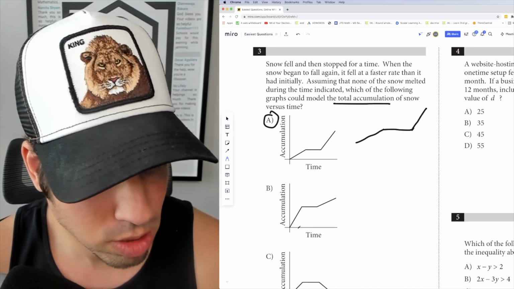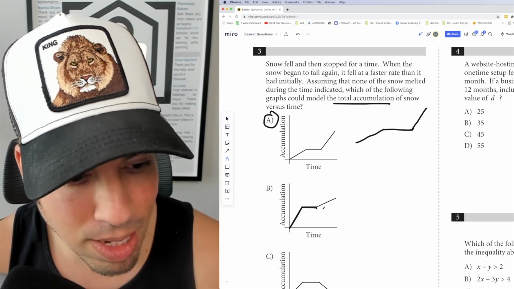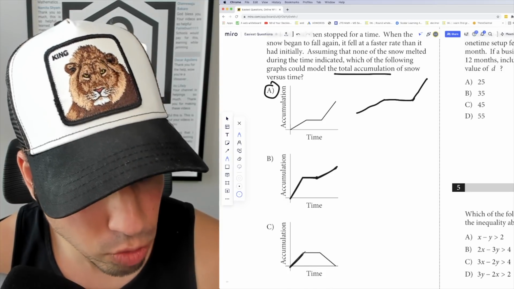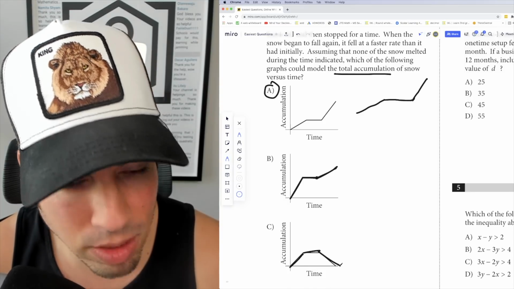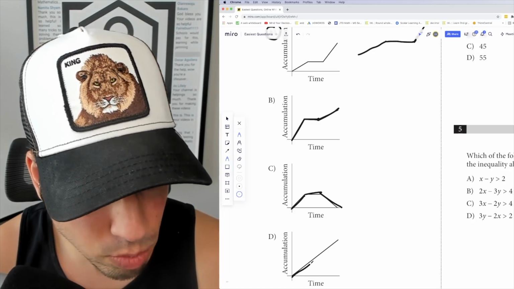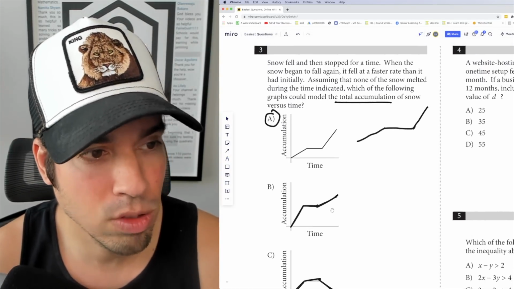Let's go through these other ones. This one, it looks like it's falling at a faster rate, then stops, and then a slower rate. That's not what they're describing. For C, it's falling at a certain rate, staying the same, and then it's melting. It's going away, so that's out as well. And for D, this is just a constant rate of accumulation. That's not being described either, which means A is the winner.